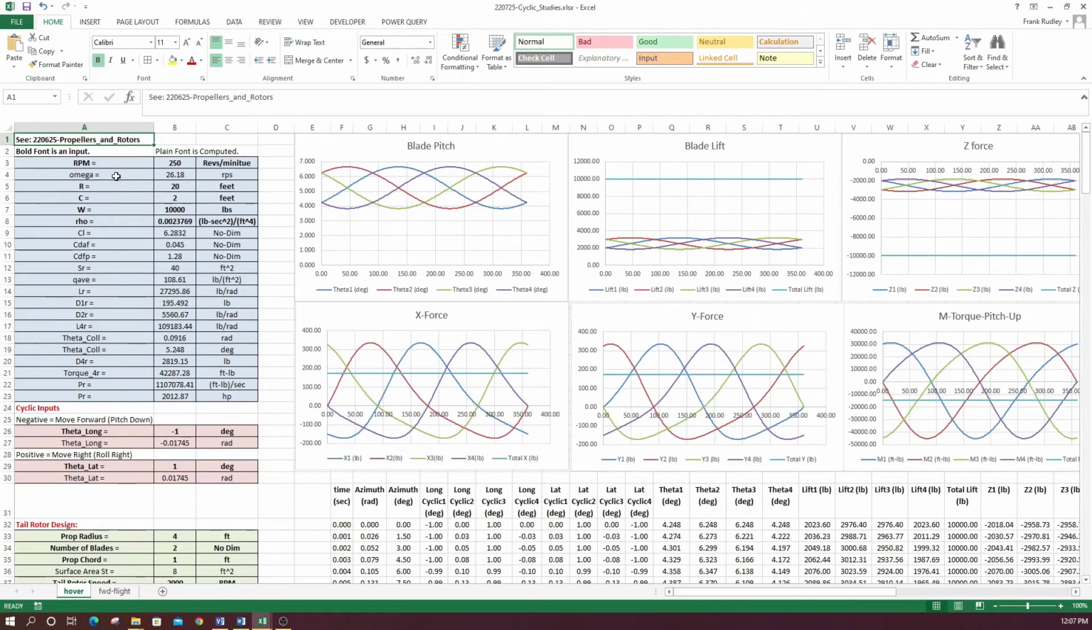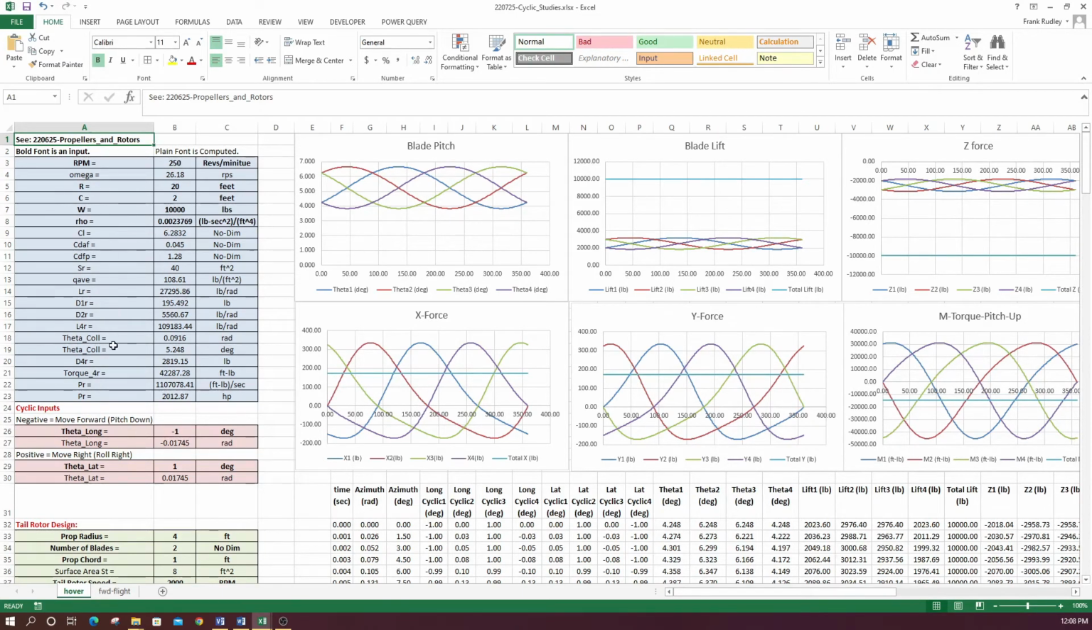So for example, we choose our RPM to be 250 revs per minute for this rotor system. We chose the radius of the blade to be 20 feet, the chord to be 2 feet, and the weight of the aircraft to be 10,000 pounds. Now this is our air density at sea level. If we need to vary altitude, we look at the standard atmosphere table and we could put a different row in here. So we could do parametric variations as a function of altitude. Right now this is just at sea level. I have a lot of parameters in here, I'll try to go through these.